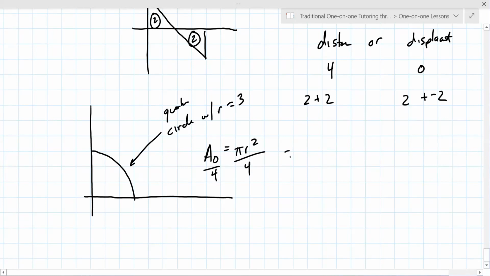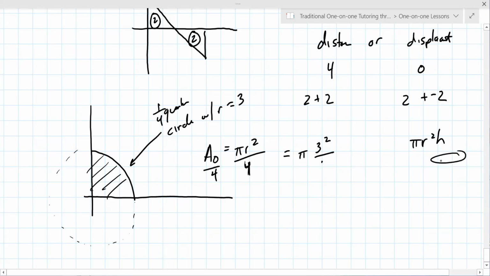So that's pi r squared. Wait, what is pi r squared h for? It's a quarter circle, so you take a quarter of this. But what is pi r squared h for? Oh, I'm sorry. Pi r squared h is for a cylinder. Oh, okay. I'm sorry, I didn't follow you. So this is 9 pi over 4.